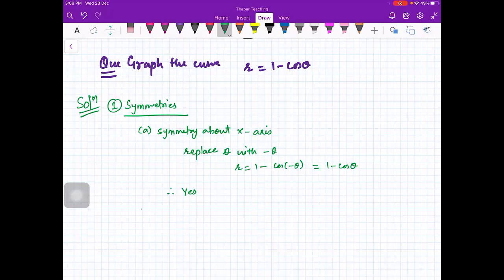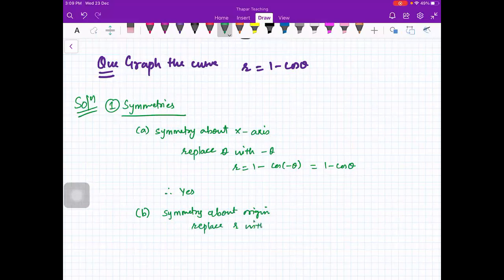And then symmetry about the y-axis or origin. It's your choice. About the origin you can check if you want. So what will you do? Replace r with minus r. Not working. You can see that if you replace r with minus r, you are not getting the same curve. Or replace theta with pi plus theta.